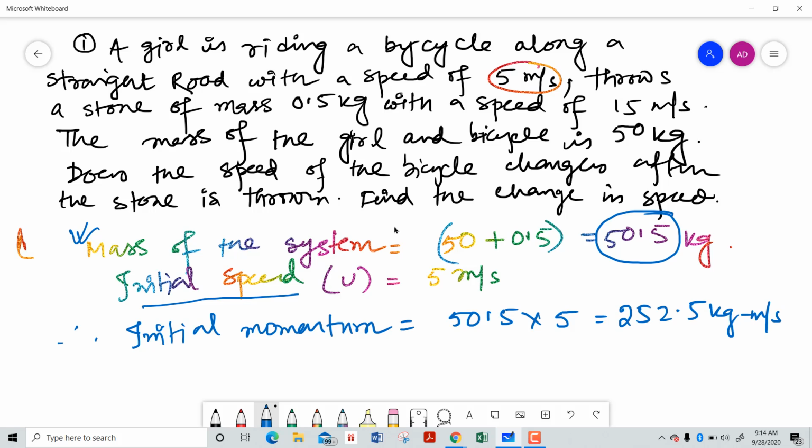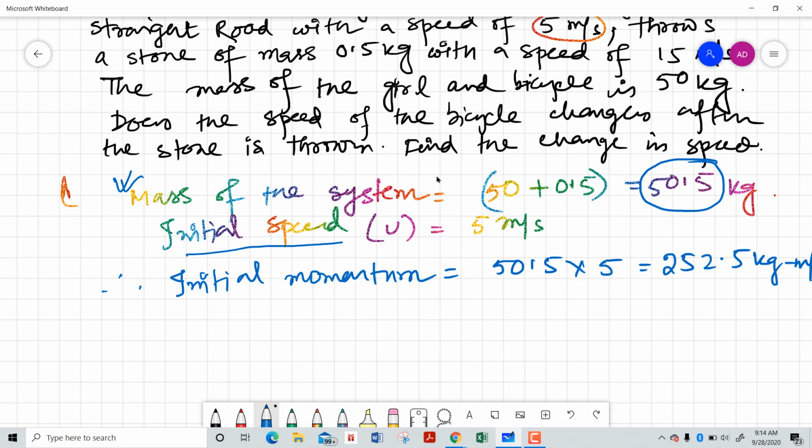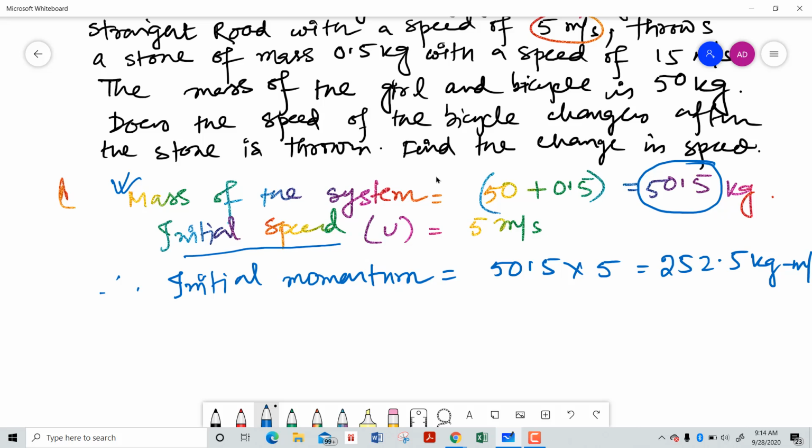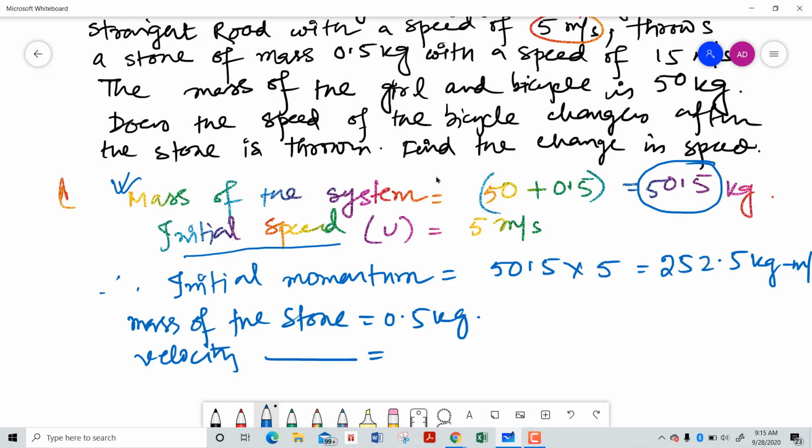So let's calculate the final momentum. What can be the final momentum here? To calculate the final momentum, the girl has thrown that stone. So after the girl has thrown that stone, the stone will move with a velocity of 15 meters per second, right? The mass of the stone is 0.5 kg, we know that. The velocity of the stone is 15 meters per second, right?